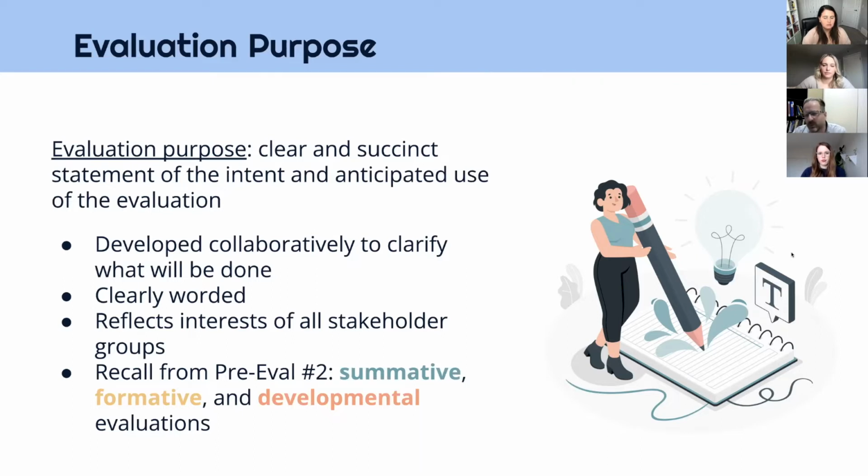And so that's where this purpose comes in handy, where I can say, okay, for the purposes of this evaluation, what is it specifically that I want to gather information on? So what the purpose is, as it says here, is a clear and succinct statement of the intent and anticipated use of our evaluation. Now, why I think this is so important at the beginning stages of an evaluation is I think it really does set the scope for what you're going to look at.